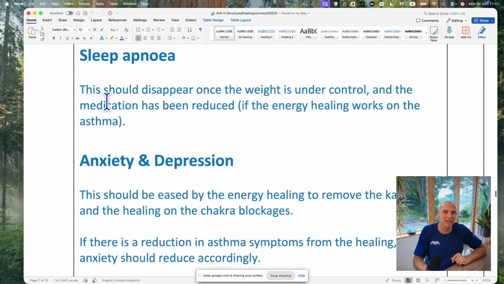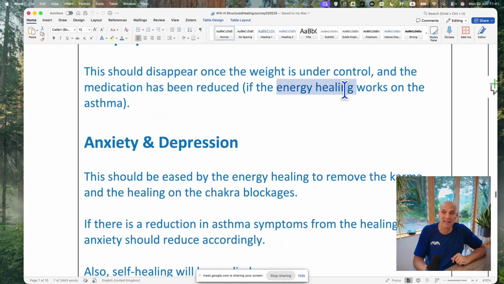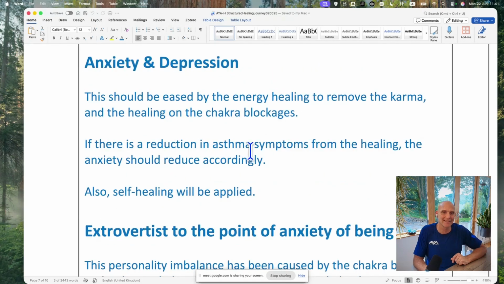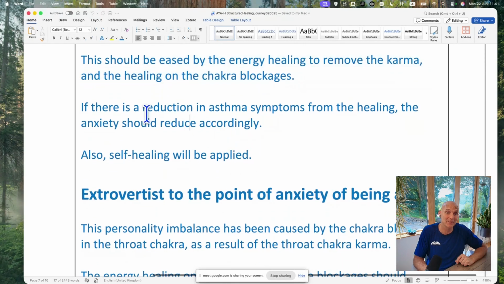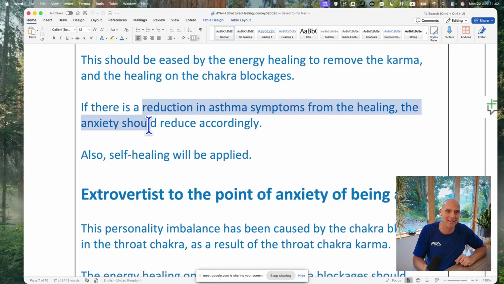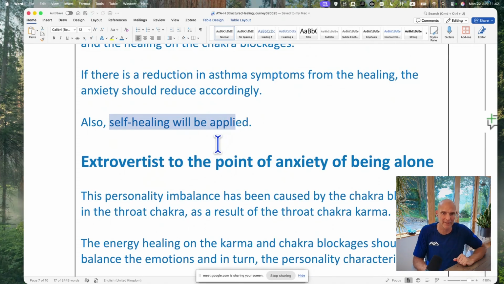Okay, sleep apnea. So we're thinking this should disappear once the weight is under control. And hopefully the medication gets reduced, and that banks on the energy healing working, of course. Anxiety and depression. So hopefully this should be eased by the energy healing to remove the karma and the healing on the chakra blockages. And if there's a reduction in asthma symptoms from the healing, that is going to reduce his anxiety accordingly, isn't it? And of course, self-healing is applied, but that's in the next section.